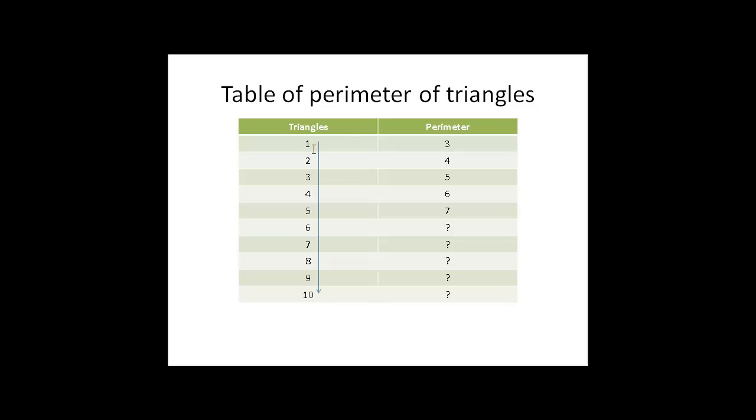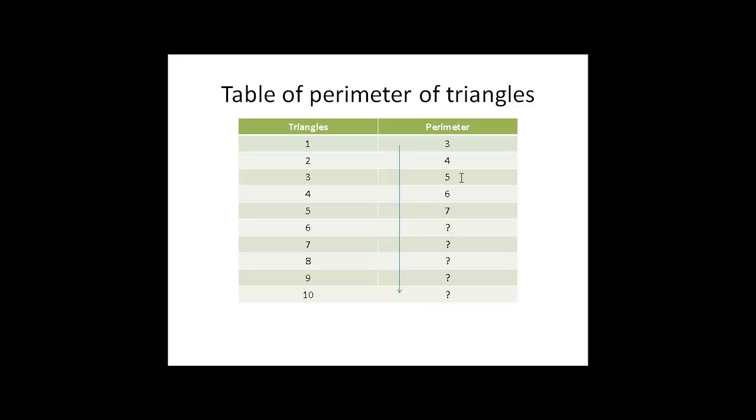We see a pattern. As our triangles go up by 1, our perimeter also goes up by 1, but our perimeter starts at the number 3. So when we have 1 triangle, we have a perimeter of 3. When we have 2 triangles, we add 1, and we have a perimeter of 4. When we have 3 triangles, we add 1, and we have a perimeter of 5. And it continues on and on.